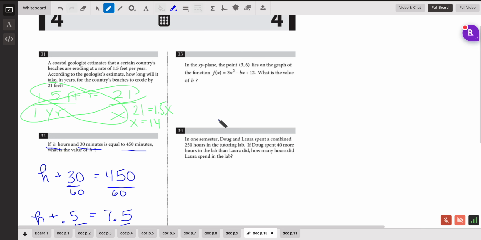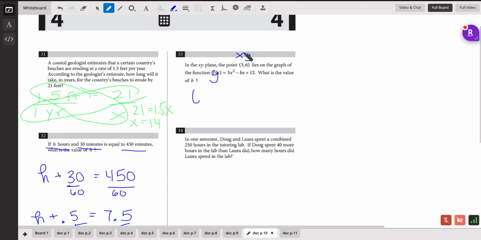All right, for number 36, in the xy plane, the point (3, 6) lies on the graph of the function f of x equals 3x squared minus bx plus 12. What is the value of b? Well, remember, the f of x is the same as saying y, and we have an xy coordinate here, so we're just going to plug in the numbers.